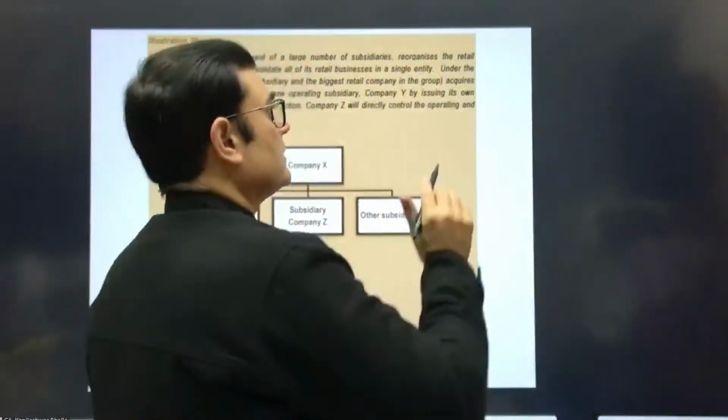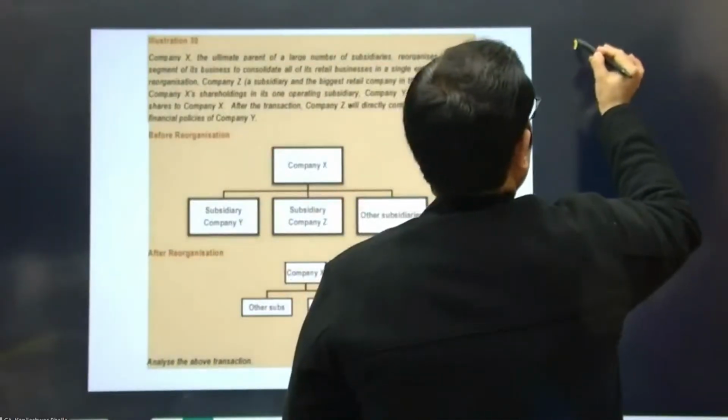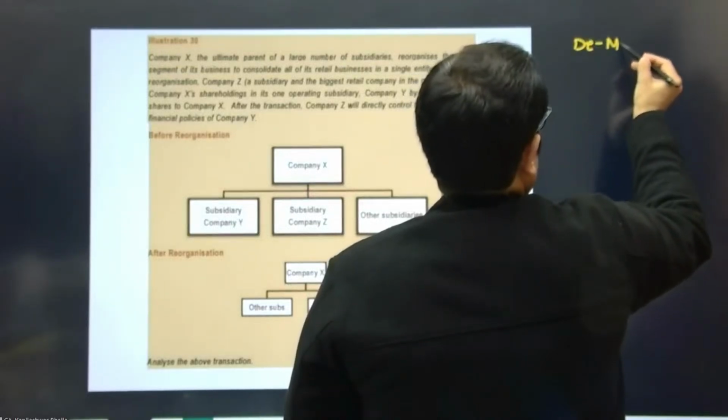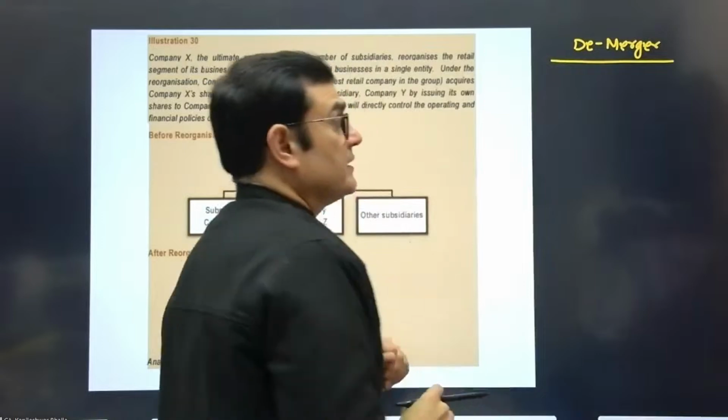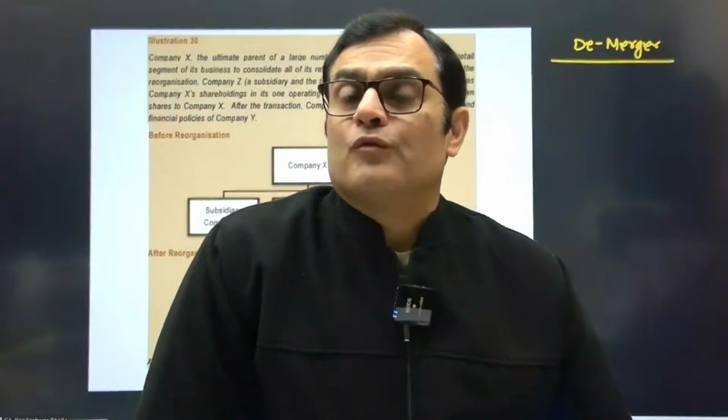Let's consider a simple case of a demerger. Let's consider the simple case of a demerger. So let's first understand with an example what is a demerger, and then we'll consider what is the role of a common control transaction in this particular case.